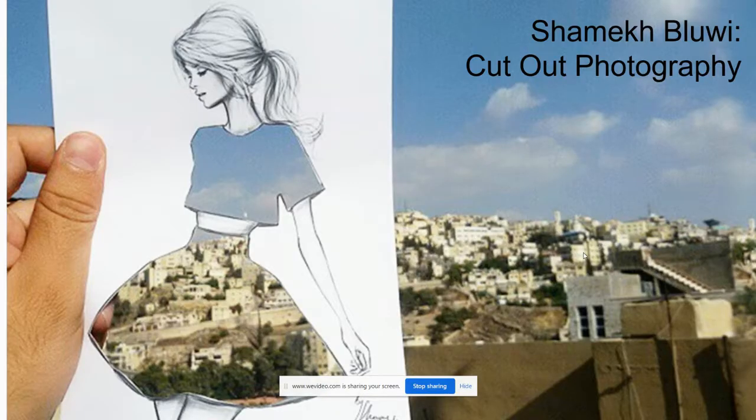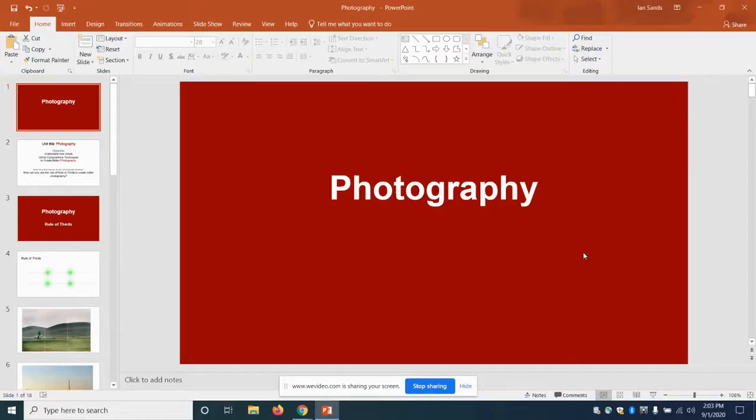You can look up this person online too. What he does is cut out photography. Yeah, he has this drawing he did of this girl in the shirt and in the dress, but then he used the little X-Acto knife and he cut out the shirt and he cut out the skirt so you see the objects in the background. So it's like the buildings become her dress and the sky becomes her shirt. It's pretty cool stuff. So take a look online and decide if you want to use that one too.